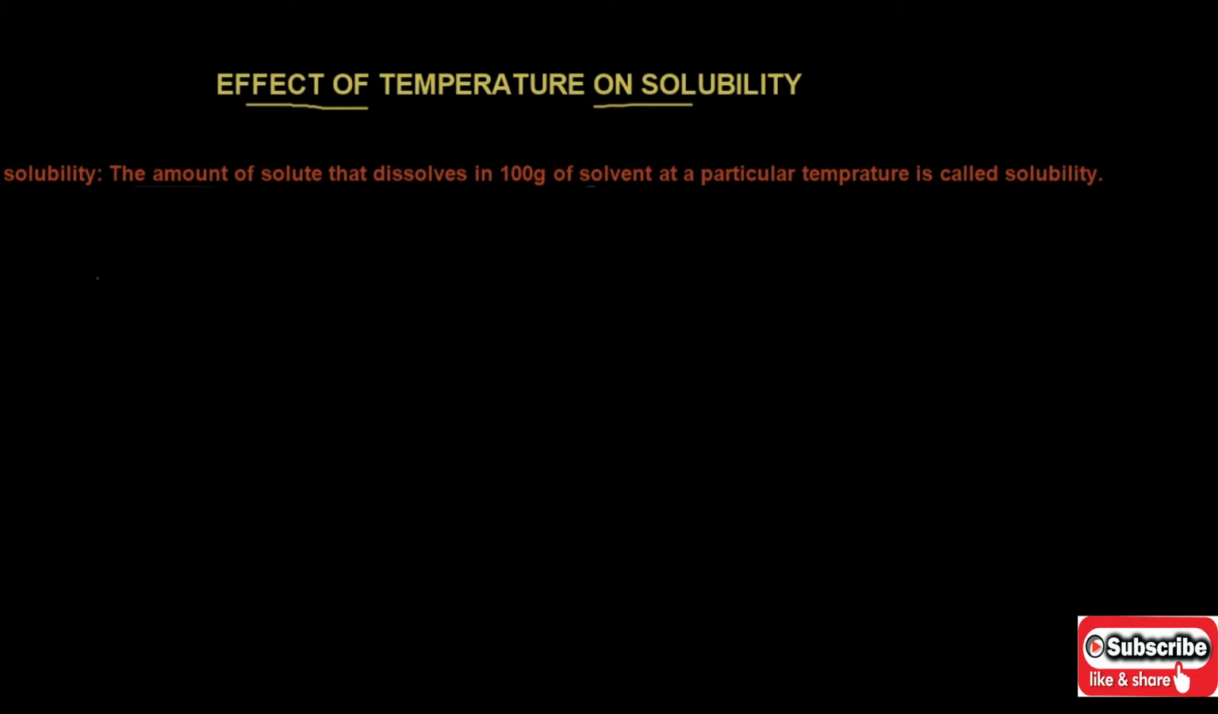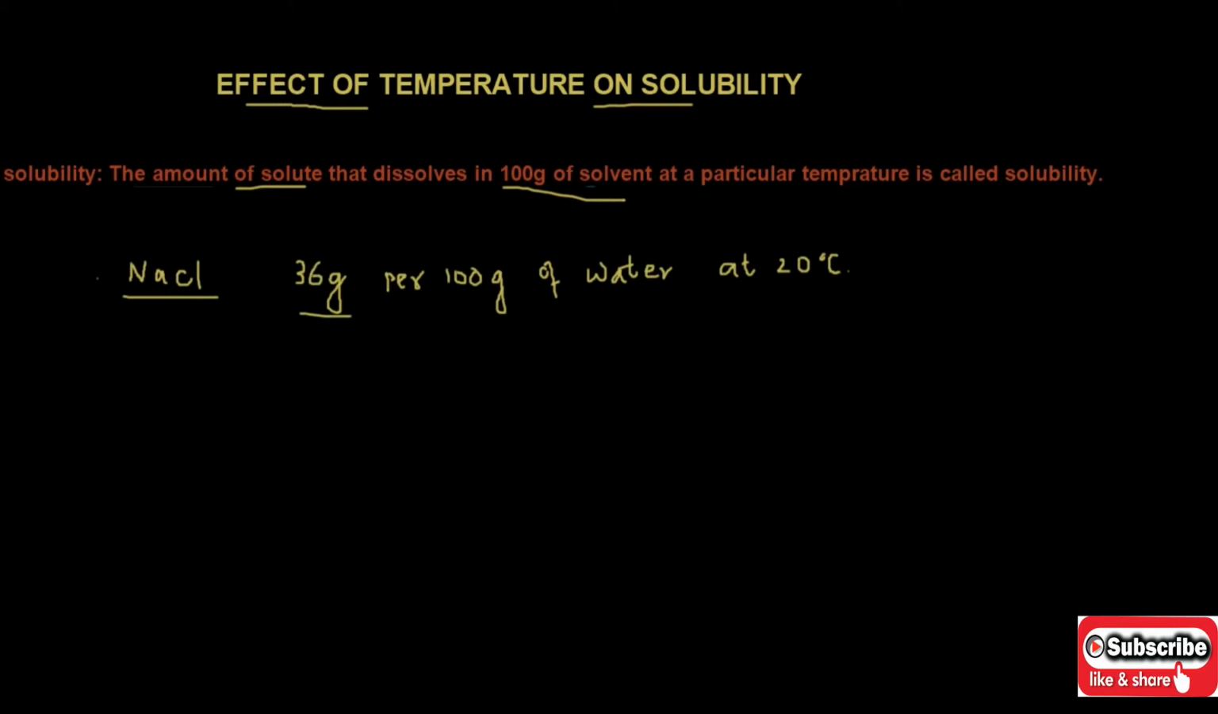Solubility is often measured as gram of solute per 100 gram of solvent. Solubility of sodium chloride in water is 36 gram per 100 gram of water at 20 degrees centigrade.